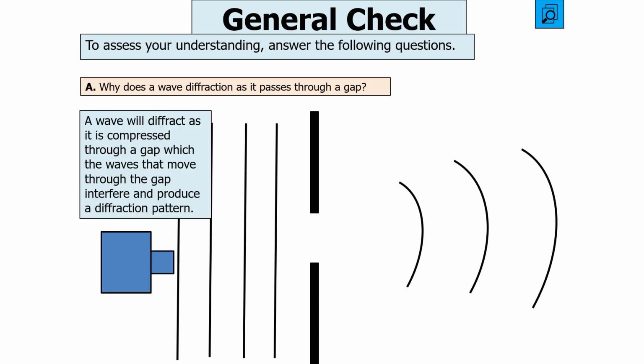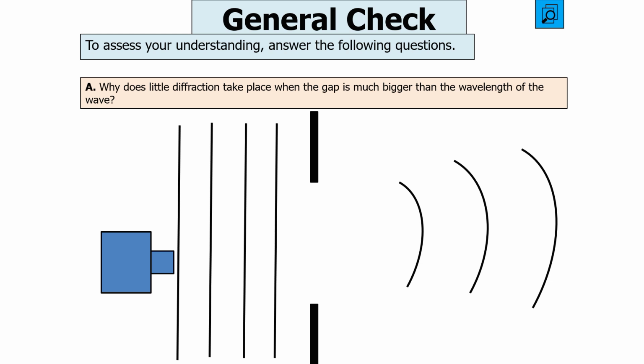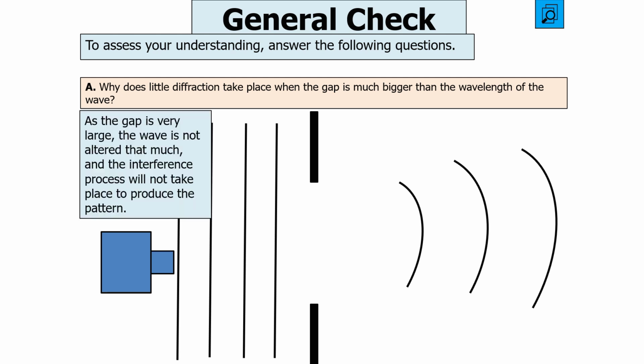Well, a wave will diffract as it's compressed through a gap, where the wave that moves through the gap interferes and then produces a diffraction pattern. The next question says, why does little diffraction take place when the gap is much bigger than the wavelength of a wave? So pause the video now, then unpause the video when you want to go through your answer. Now, as the gap is large, the wave is not altered very much by passing through the gap, and therefore the interference process will not take place to produce the pattern needed.